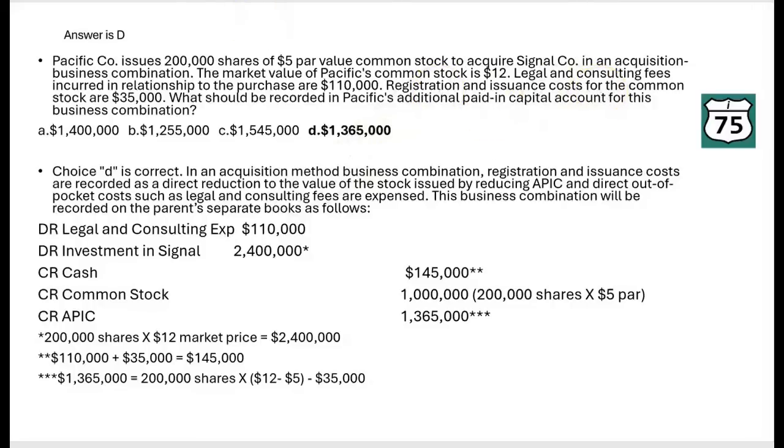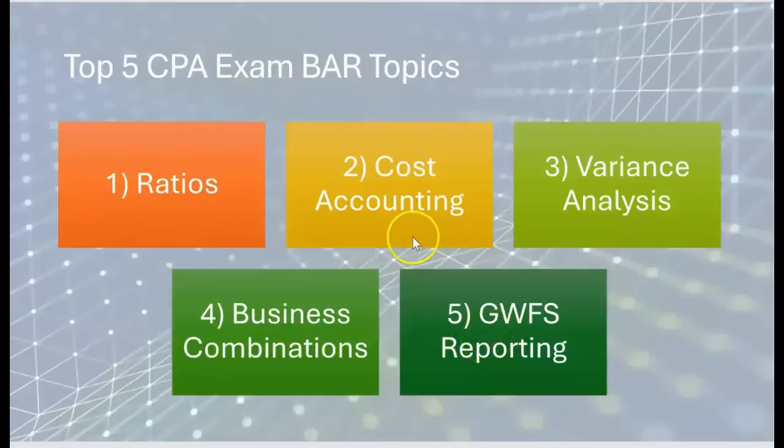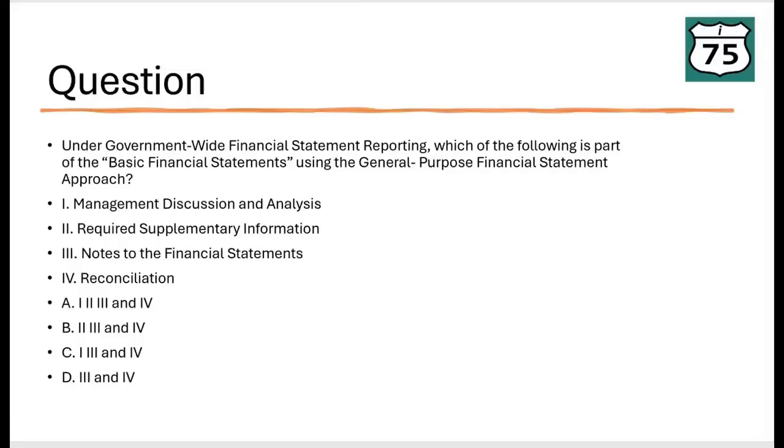They would be a direct reduction of APIC. And now, topic 5, government-wide financial statement reporting. And maybe you saw a question like this. Under government-wide financial statement reporting, which of the following is part of the, quote, basic financial statements using the general purpose financial statement approach? A bit wordy.